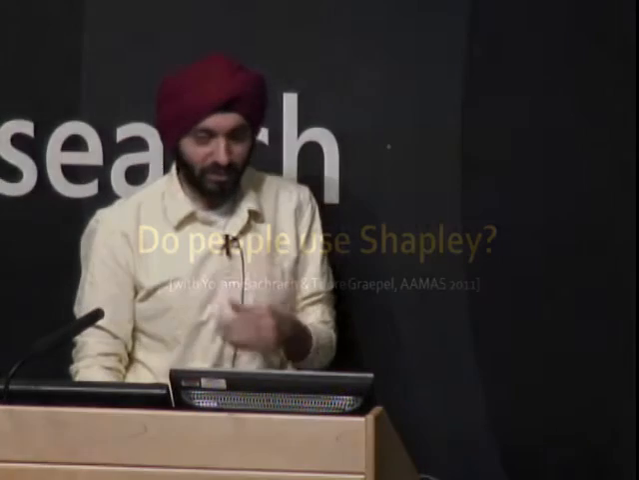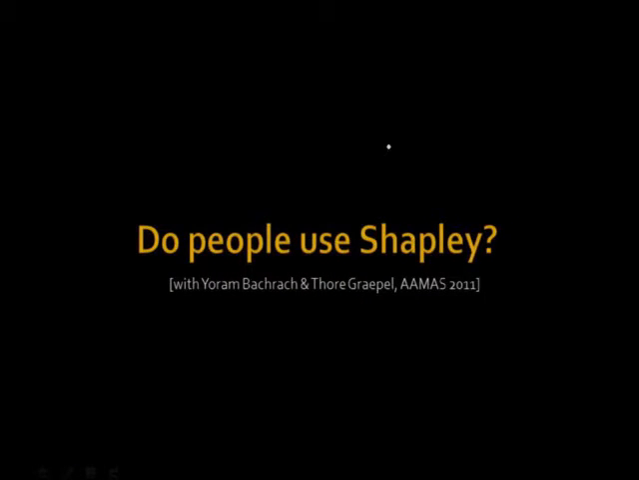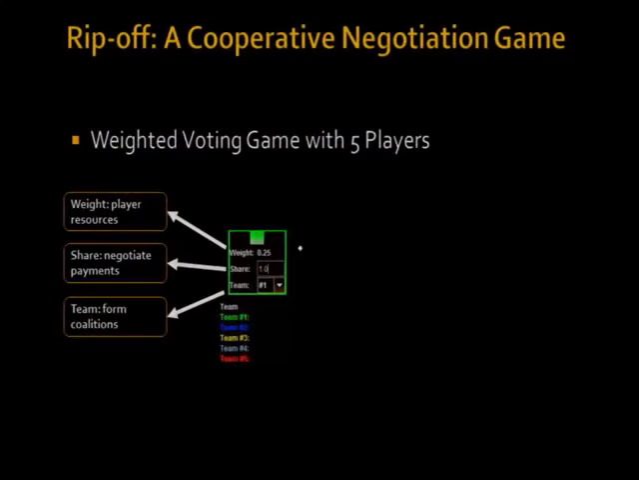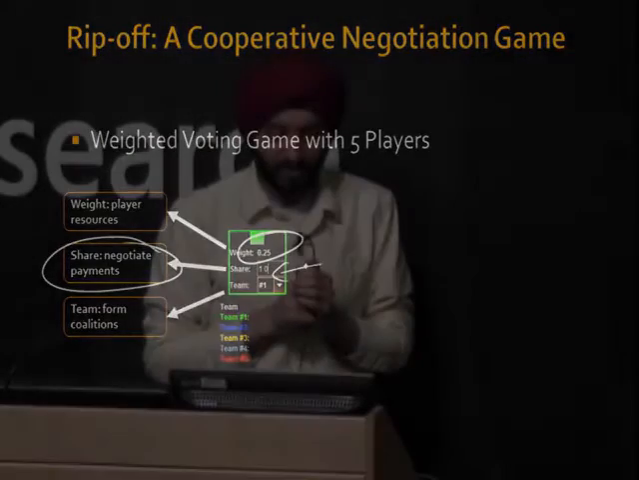So, to answer that question, we ran a set of experiments, which was published in AAMAS last year. We created a game called Rip-Off, in which there were 5 players, and each player had a weight, like 0.25. They could negotiate the payments that they want. So, in this case, the person is saying, I want the full payment, 1.0, the 100% of the payoff, the fraction of payoff that they want, and then they can join different teams.